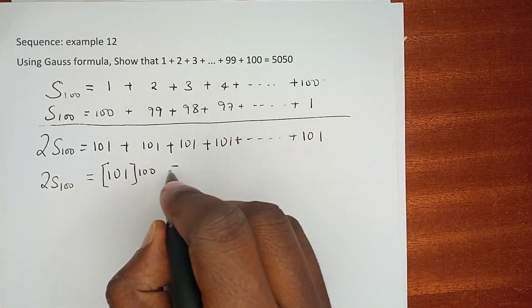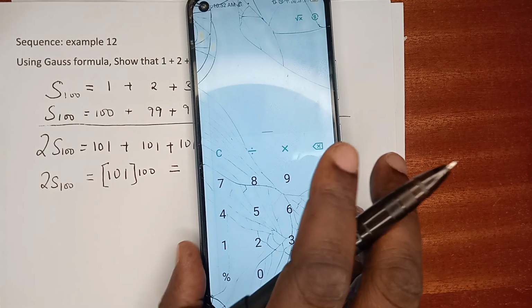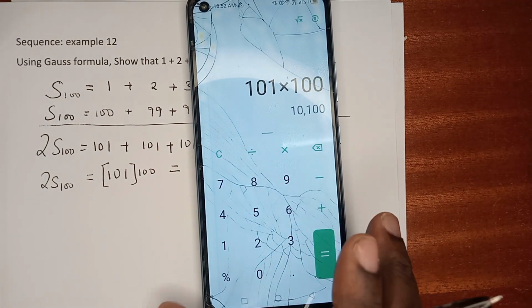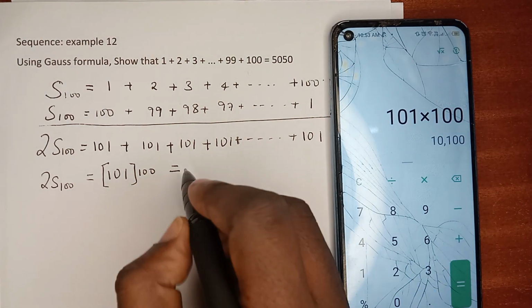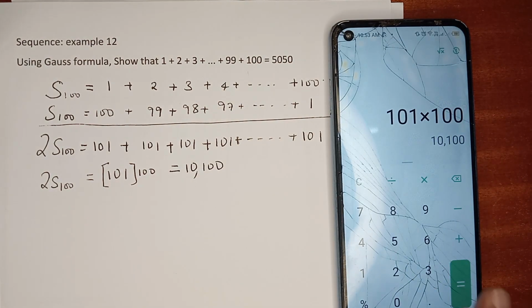And what is this? Because we do not require anything else, we can first of all find out what 101 times 100 is. This is 10,100. That is twice the sum.